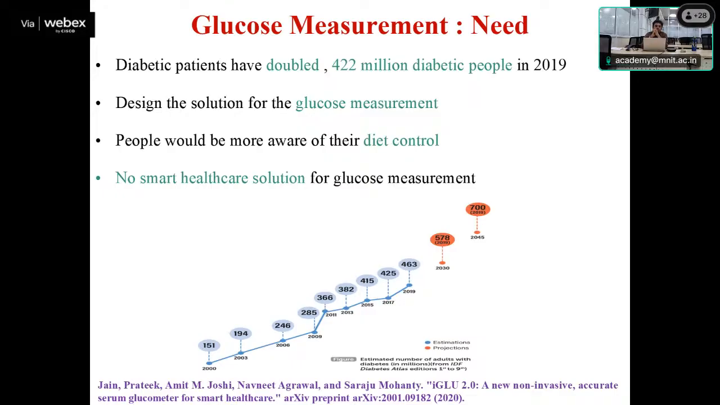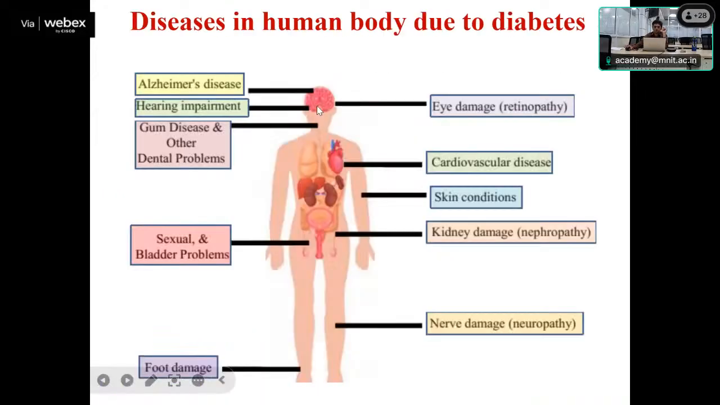Okay, so now for this large community, we need to think about some sort of smart healthcare solution, and presently it is not available. Now, why are we focusing on diabetes? Because we have discussed so many diseases, but diabetes you can consider the root cause of so many diseases of your body.